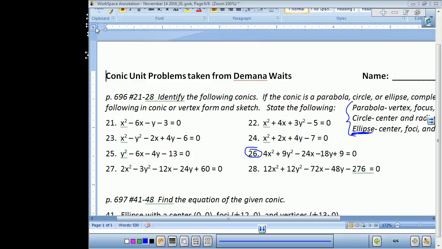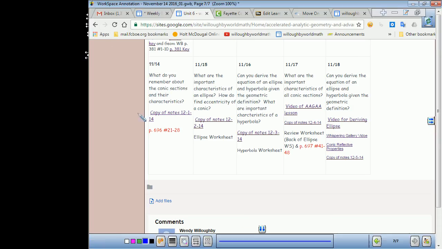Tonight's homework, 1 through 28, is mostly identifying, very little to do. Tomorrow, tons of practice. So this half sheet, the first part is the homework.